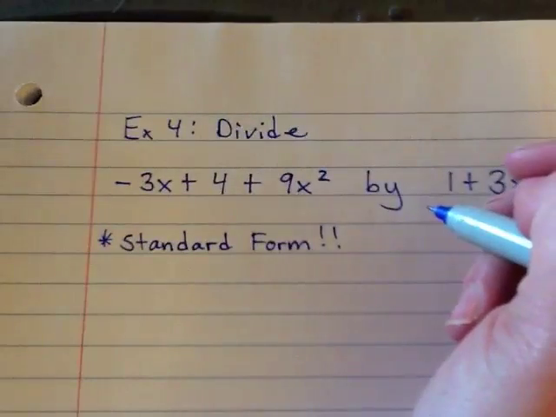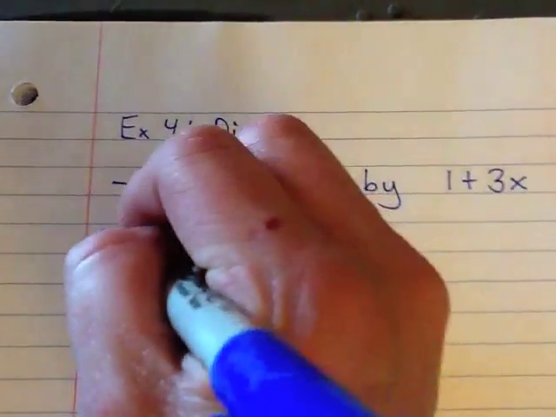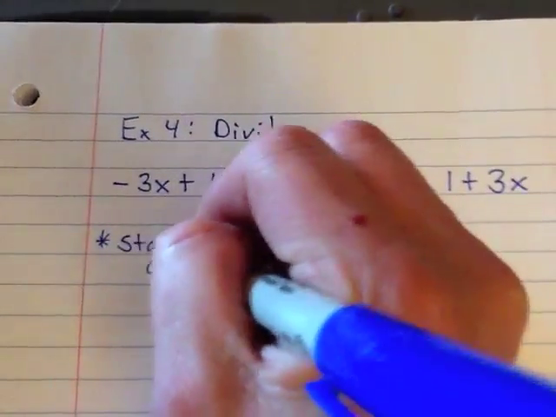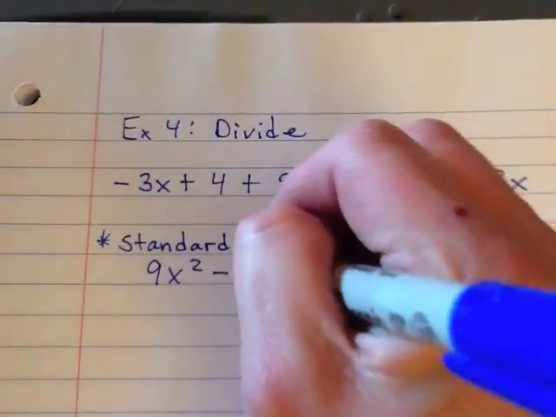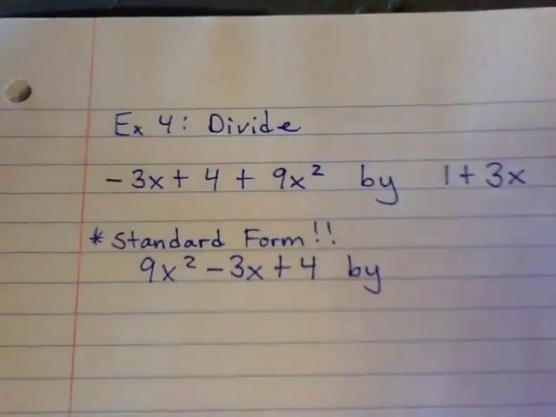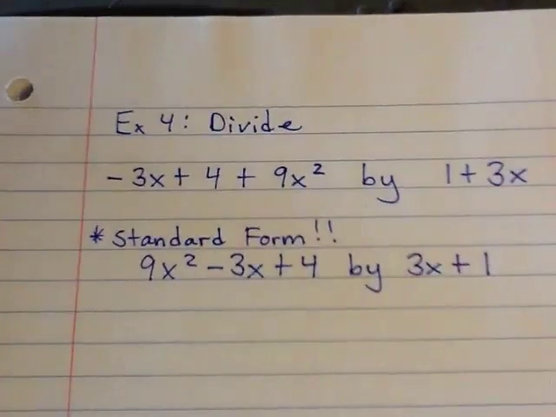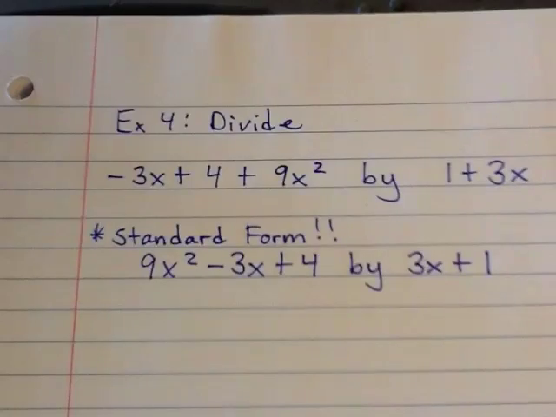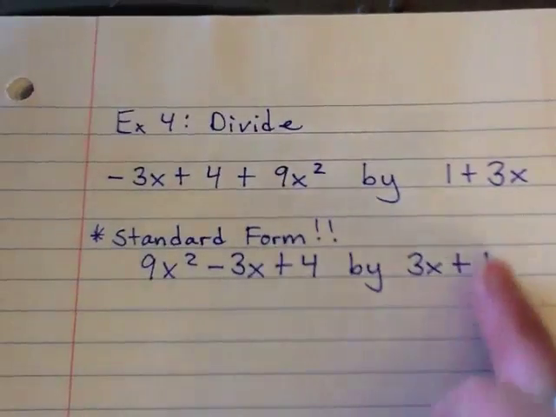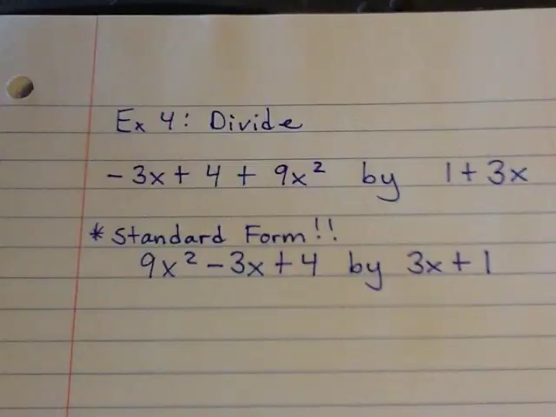So I'm going to rewrite the first polynomial in standard form. And when I do that, I get 9x squared subtracting 3x plus 4 by, and same thing here, standard form, 3x plus 1. Make sure negatives stay with the correct terms in those. This had been minus 3x and negative would need to be there. So just keep your negatives with the correct terms.